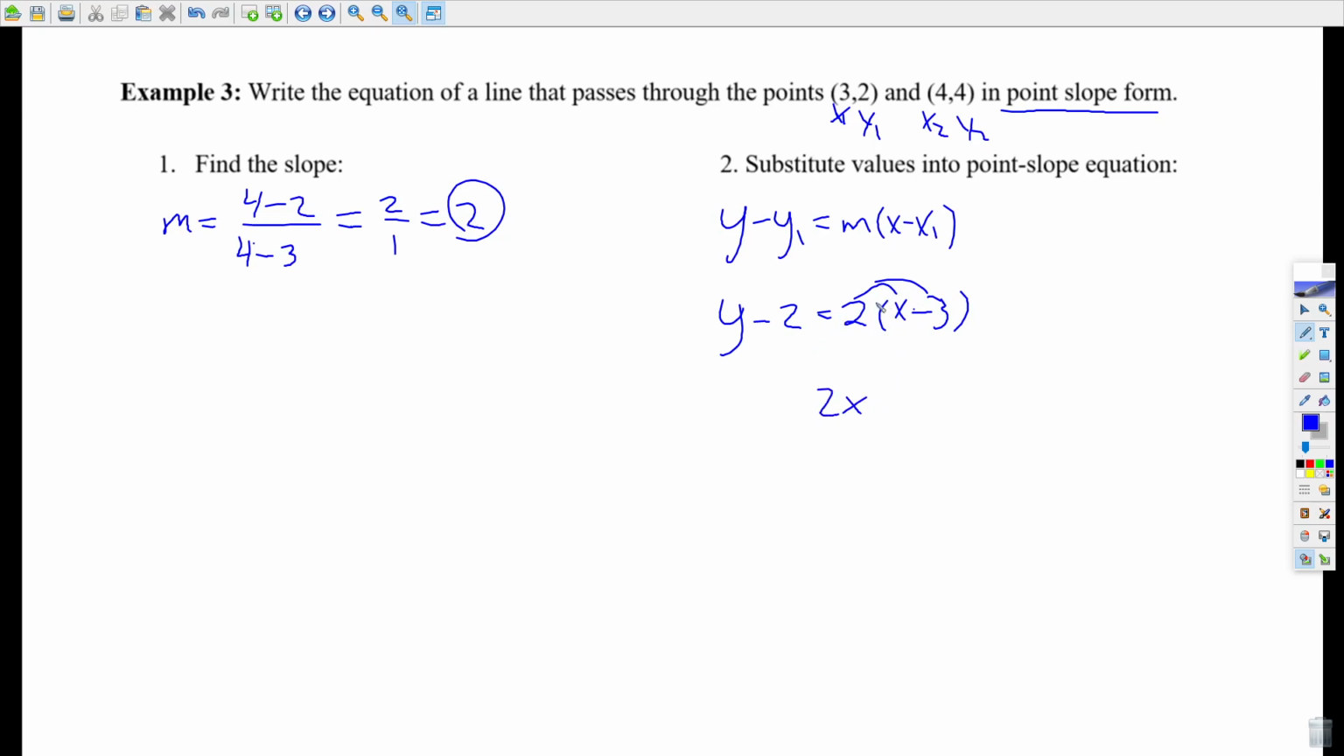Distribute 2x, 2 times 3 is, or negative 3, maybe negative 6. And then y minus 2, add 2 to both sides. So we get 2x minus 4. That's pretty much it. Now we're going to apply this to a word problem and see how that comes out, to play with a word problem.